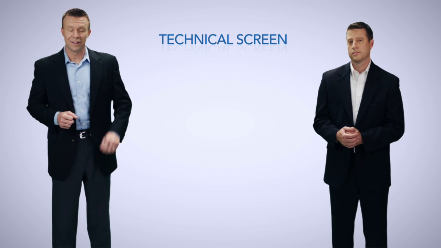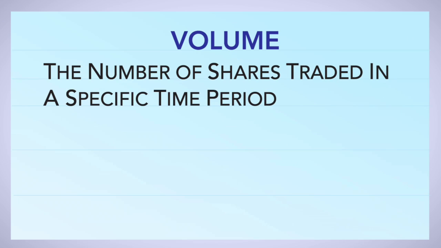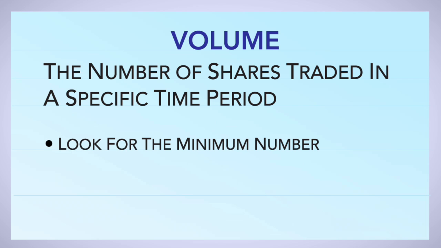Another category we like to use for screening is the technical screen. For that, we're going to start with volume. Volume is simply the number of shares that are traded on a daily basis. And many times we'll look for a minimum volume because that will help us reduce our liquidity risk.